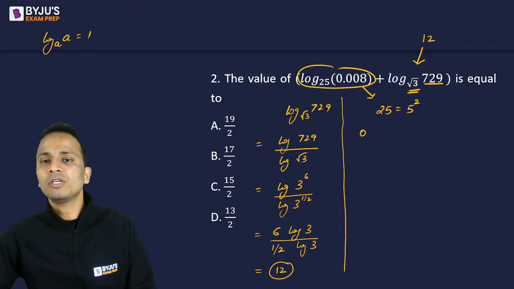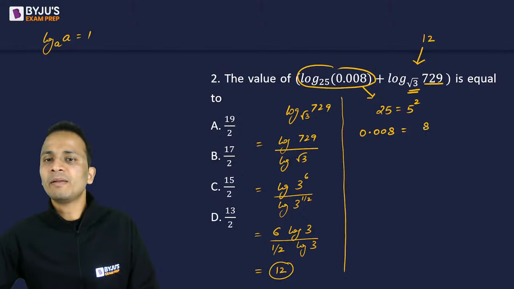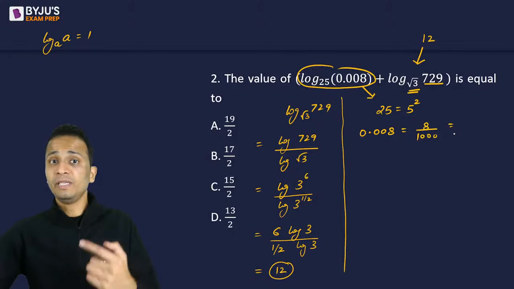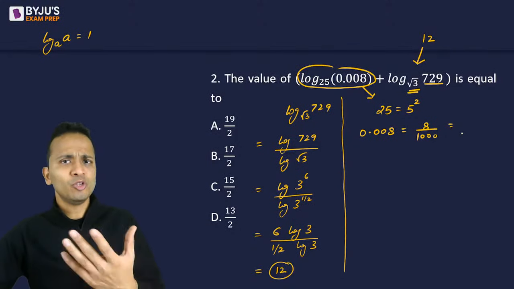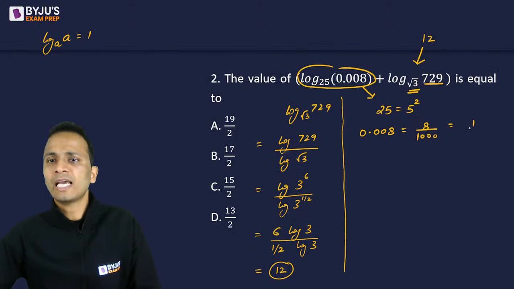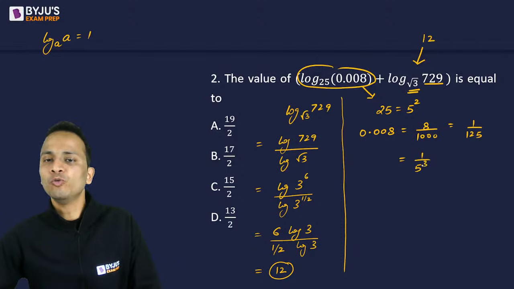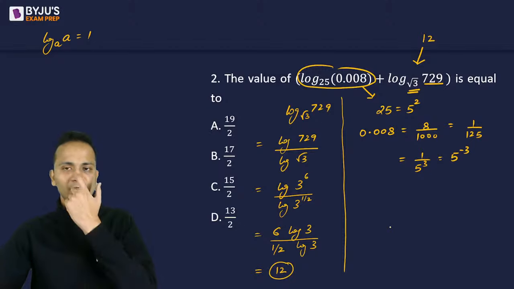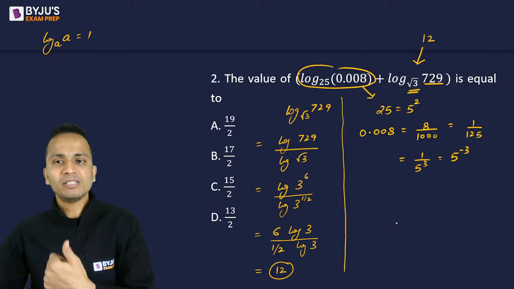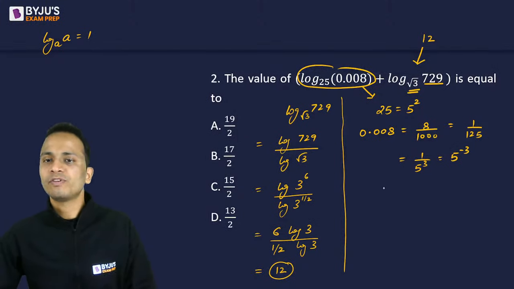Now let us talk about 0.008. 0.008 can be written as 8 divided by 1000, which can further be simplified. Cancel कर सकते हैं हम numerator and denominator में से 8. So it can be written as 1 upon 125, which can further be written as 1 upon 5 cube and can now be written as 5 raised to the power minus 3. So both the numbers now are written in the power of 5.